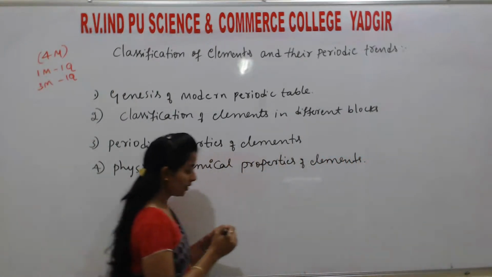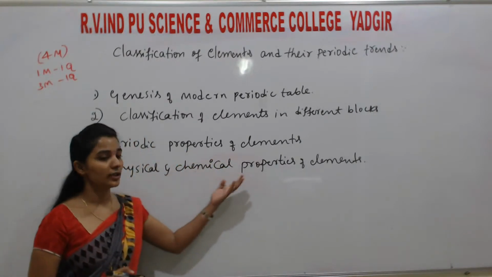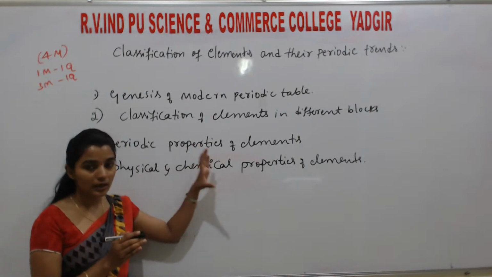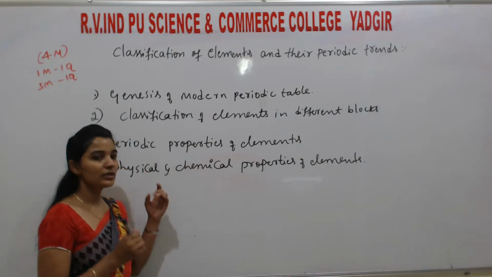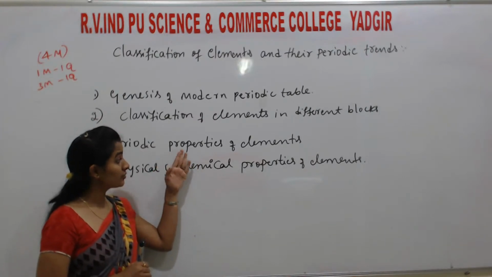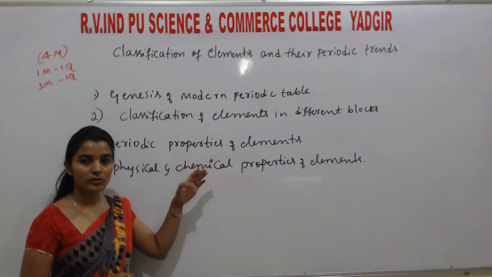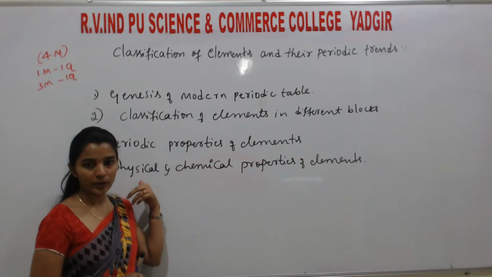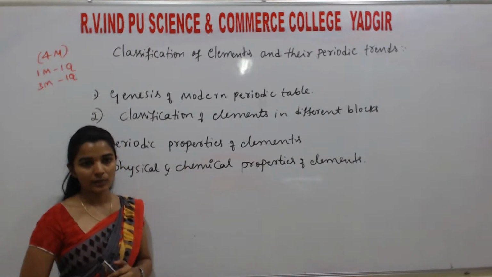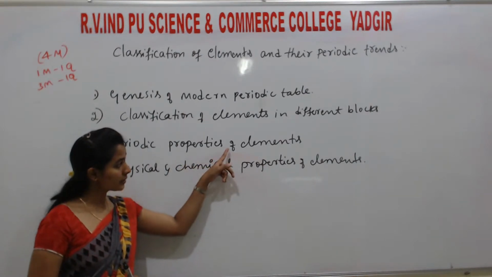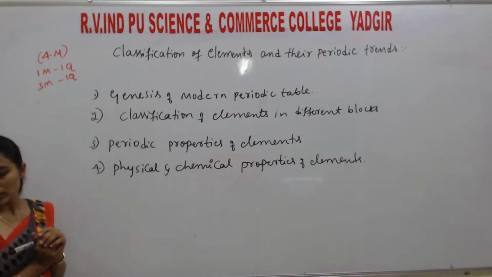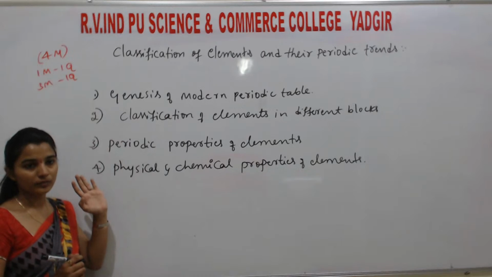Here I have periodic properties, and here physical and chemical properties. What is a periodic property? It is explained only in the periodic table. Physical properties means boiling point, melting point and so on, so even for elements not present in the periodic table we can state a melting point and boiling point. Chemical properties mean how they react with different chemicals. These are different, so we are going to study these four topics in this chapter.